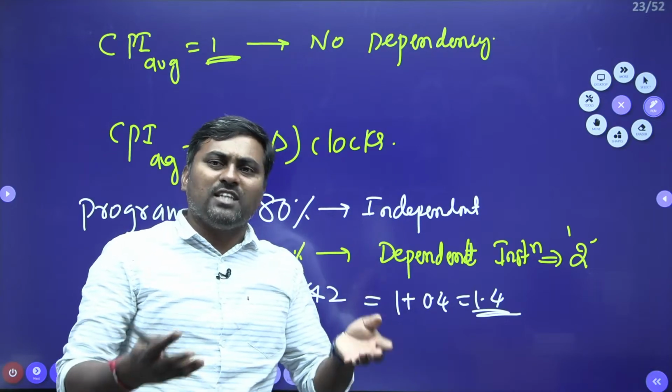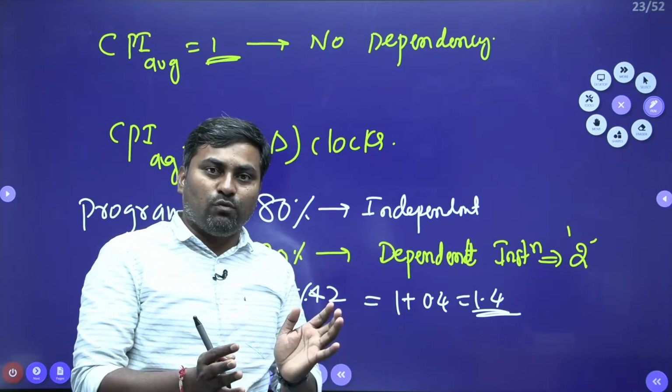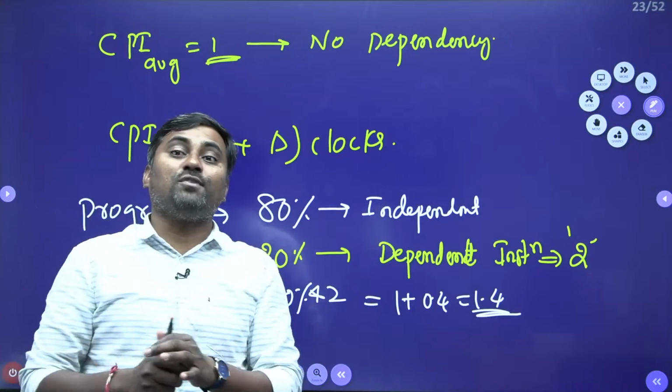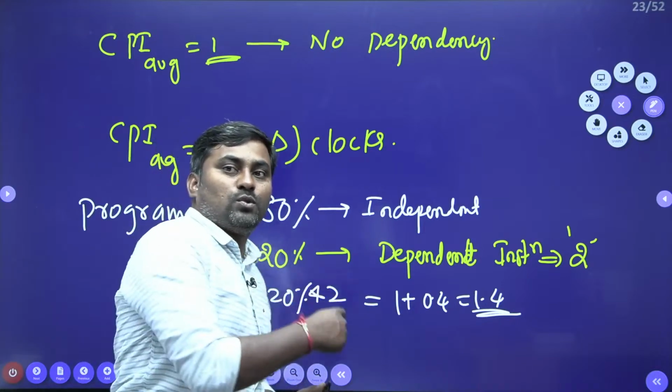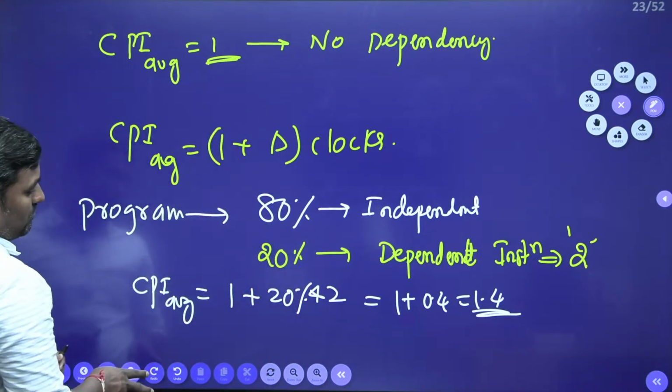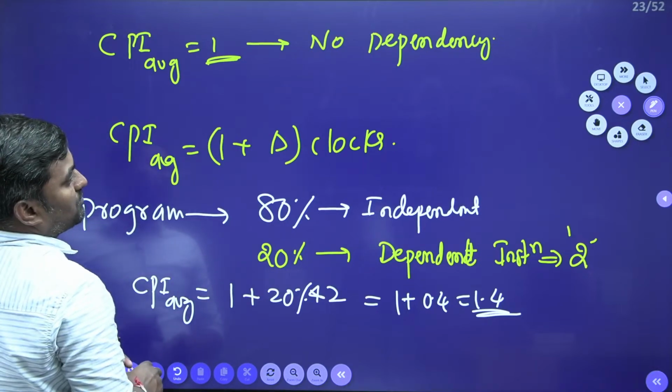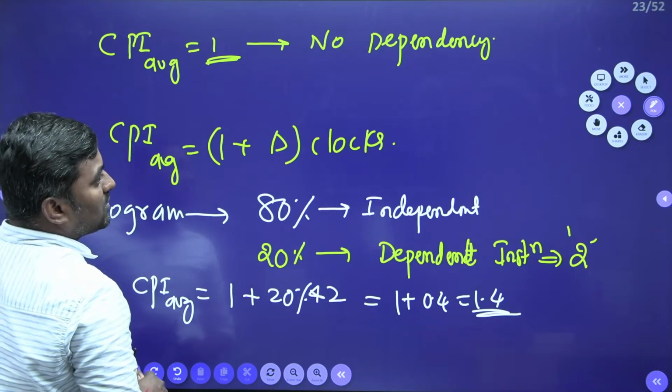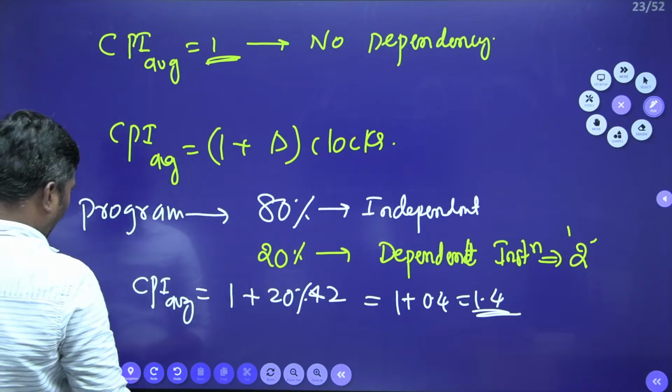If there is no dependency, it takes 1 clock only. Due to dependency, 0.4 clocks are added for each instruction. So you have to understand this as 1 plus delta here. I hope this point is clear. Yes, all of you.